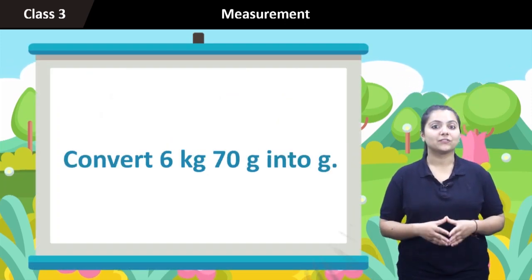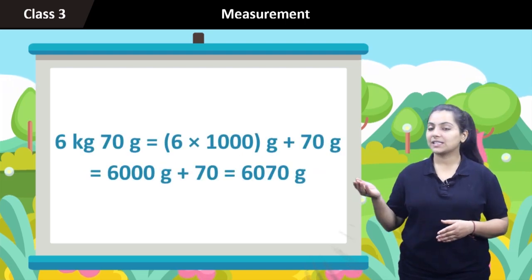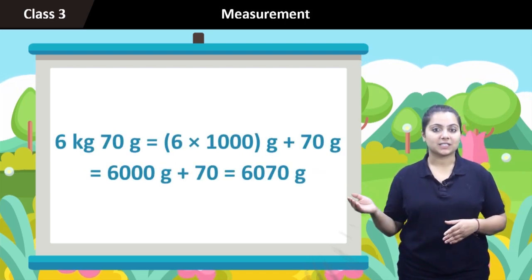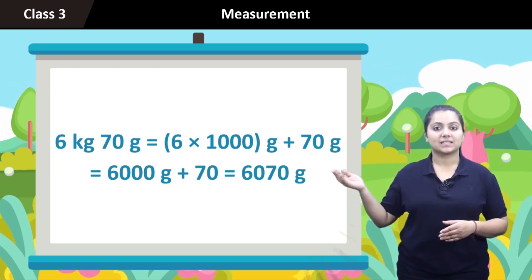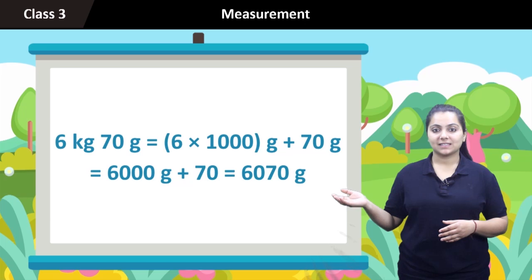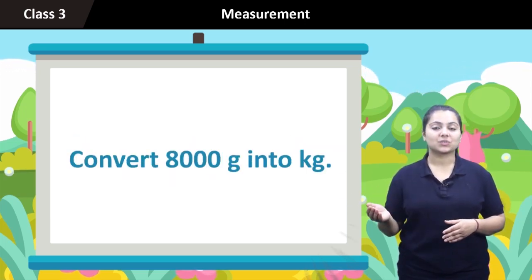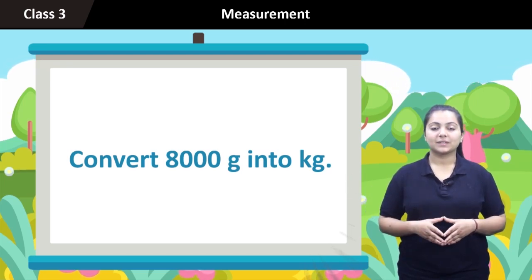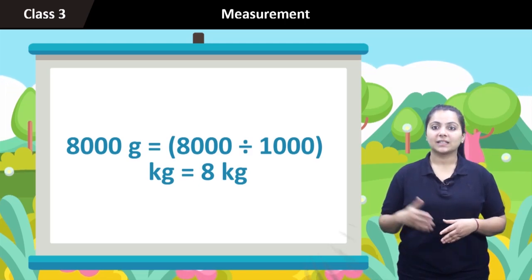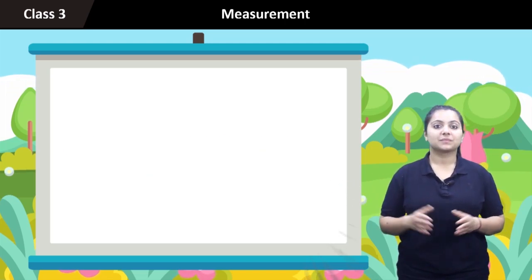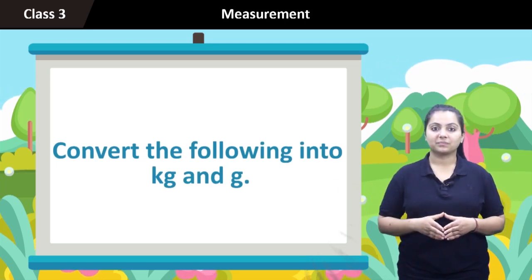Example 2. Convert 6 kg 70 gram into gram. 6 kg 70 gram is equal to 6 multiplied by 1000 gram plus 70 gram. 6000 gram plus 70 gram is equal to 6070 gram. Example 3. Convert 8000 gram into kilogram. 8000 gram is equal to 8000 divided by 1000 kilogram, that is equal to 8 kilogram. Example 4. Convert the following into kilogram and gram. A.